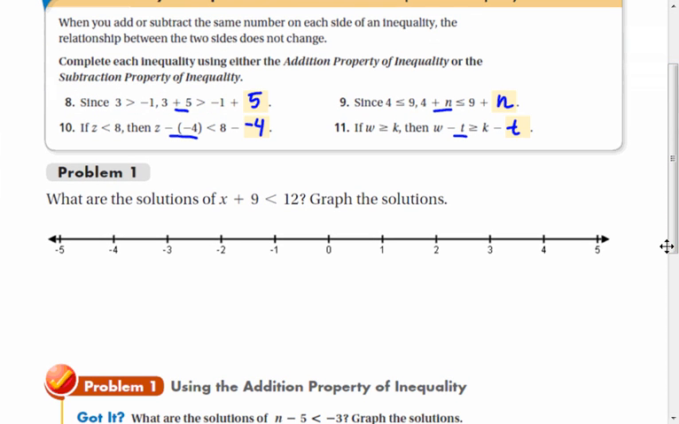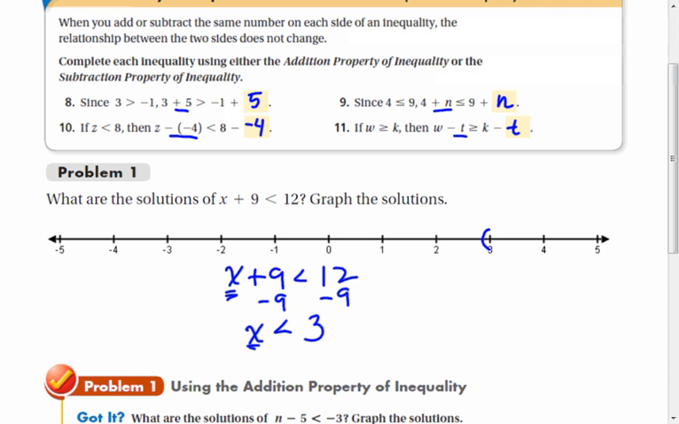So we have x plus 9 is less than 12. Well, we want to know what values of x make that true. It'd be really nice if this 9 wasn't here, so I'm just going to subtract 9 from both sides. And now I get x is less than 12 minus 9, which is 3. So now I know exactly what numbers make this true, any number less than 3.